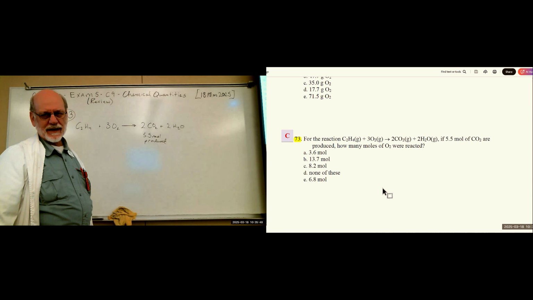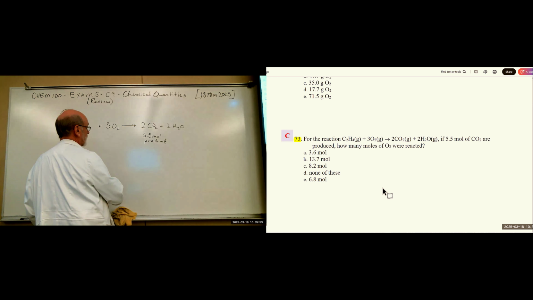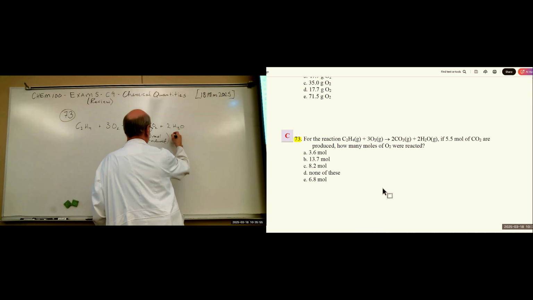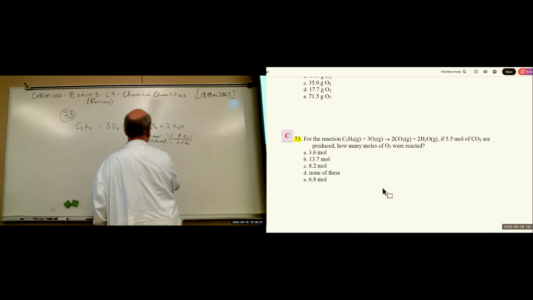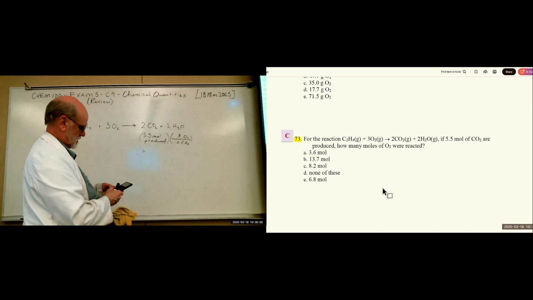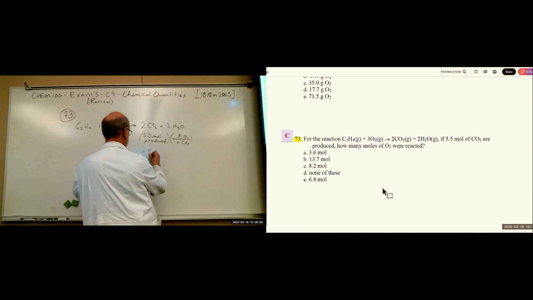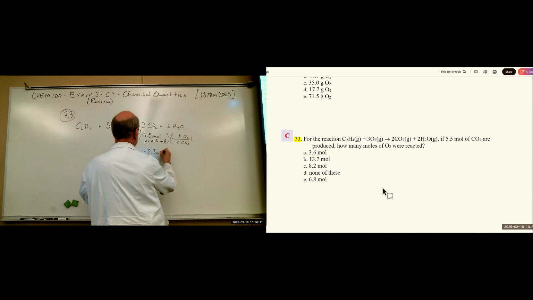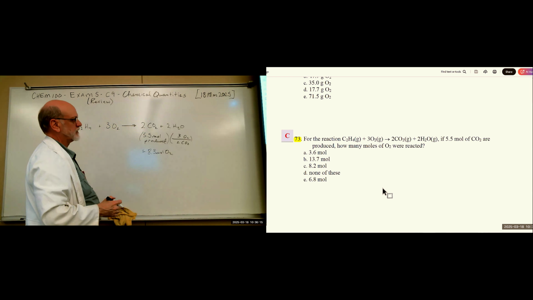Okay. How many moles of oxygen were reacted? All right. This is really simple. CO2, oxygen was 3 here and 2 there. So we need 5.5 times 3 divided by 2. 8.3 moles of oxygen. Rounded off to 2 significant figures.